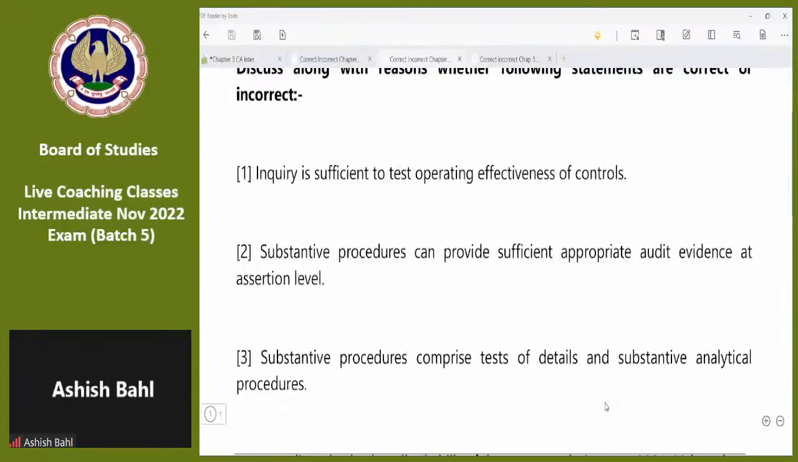Inquiry is sufficient to test operating effectiveness of controls. Is this statement correct or incorrect? Now, inquiry as an audit procedure, is it sufficient to test operating effectiveness of controls?